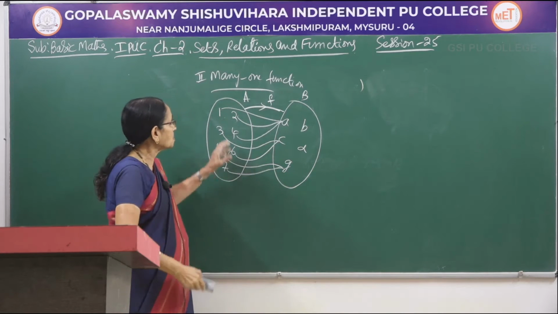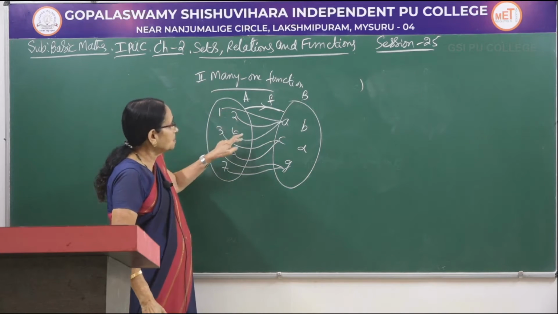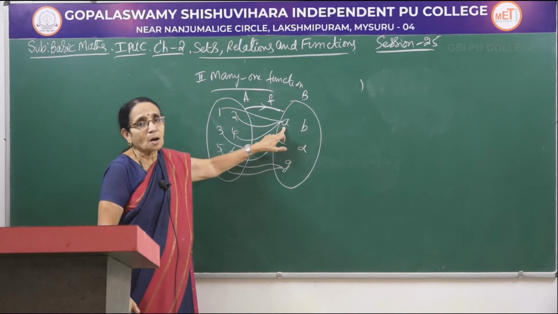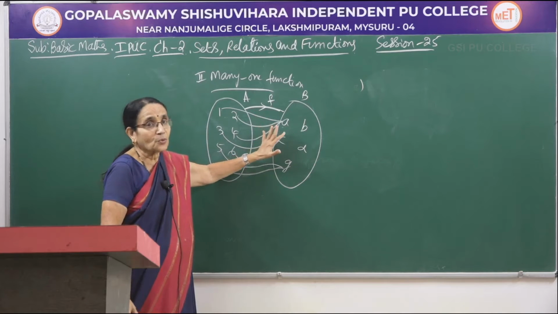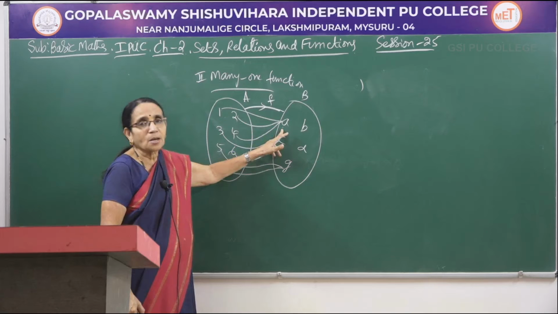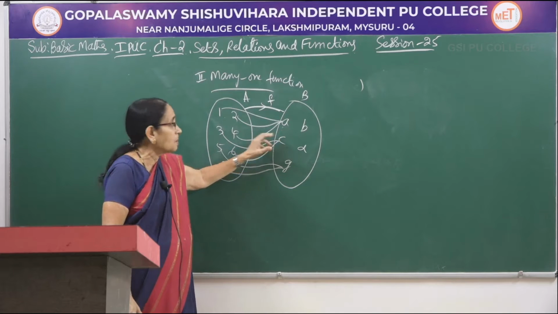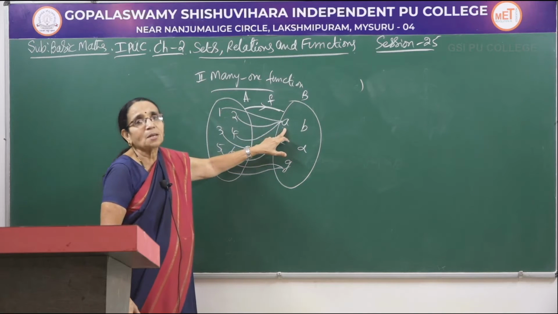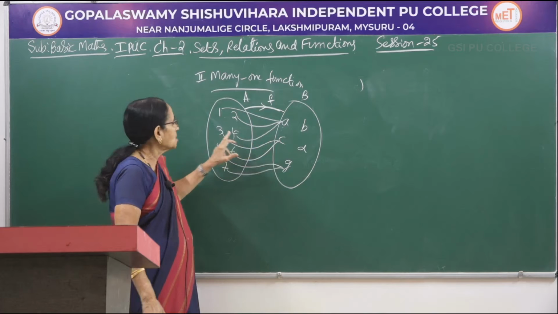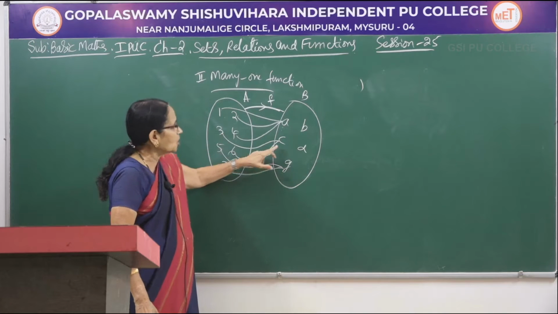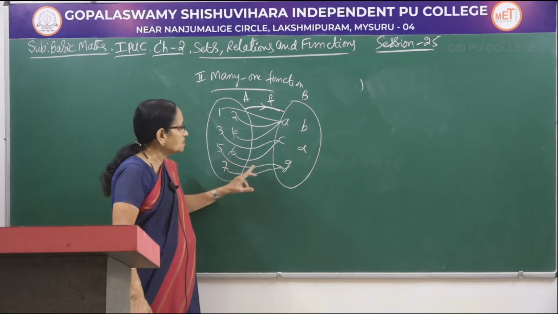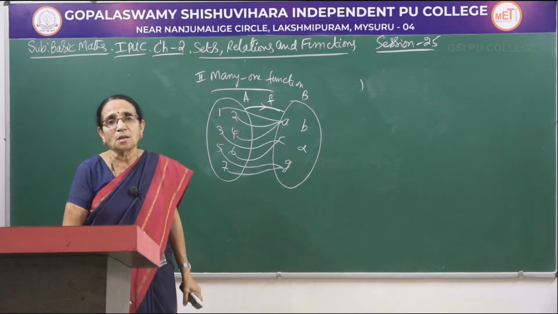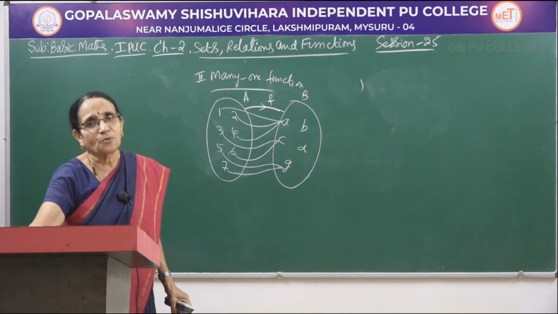You observe here, 3 elements have been associated with a common element. It is the definition of a function. Each one is having a unique image in the second set, no problem. But all of them are having the same element as their respective images. So 3 and 6 have been associated with C and 5 and 7 with G. Such a function we call a many one function.